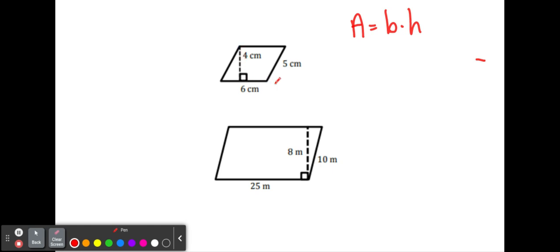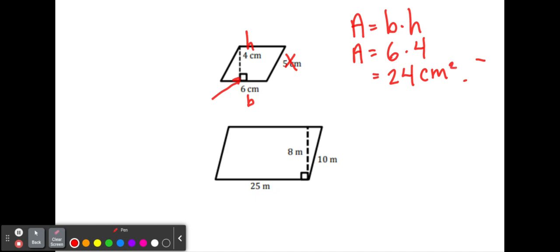So when I do the base and the height of a parallelogram, I am looking for this little right angle. That's going to be where my base and my height intersect. This extra 5 centimeters is the length, but I don't need the length in this case, or the width of the shape. So when I go to plug in my formula, area equals, I'm going to use the 6 times the 4, and that's going to give me an area of 24 centimeters squared, or square centimeters.